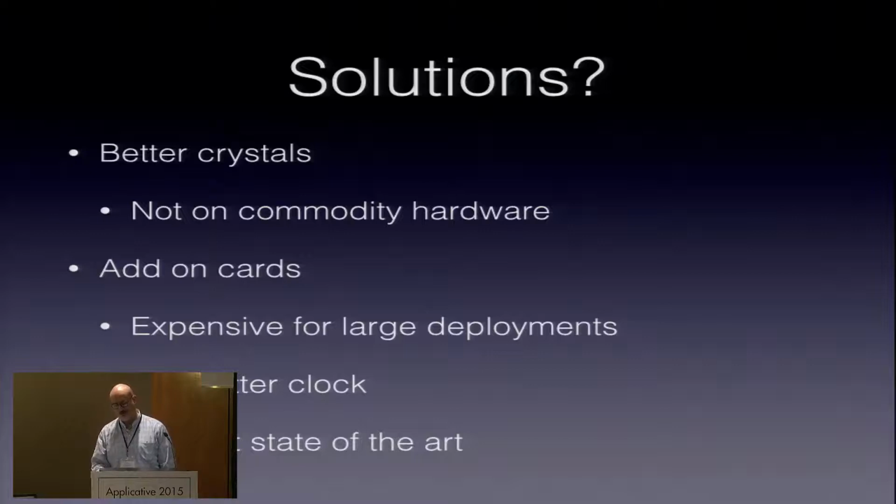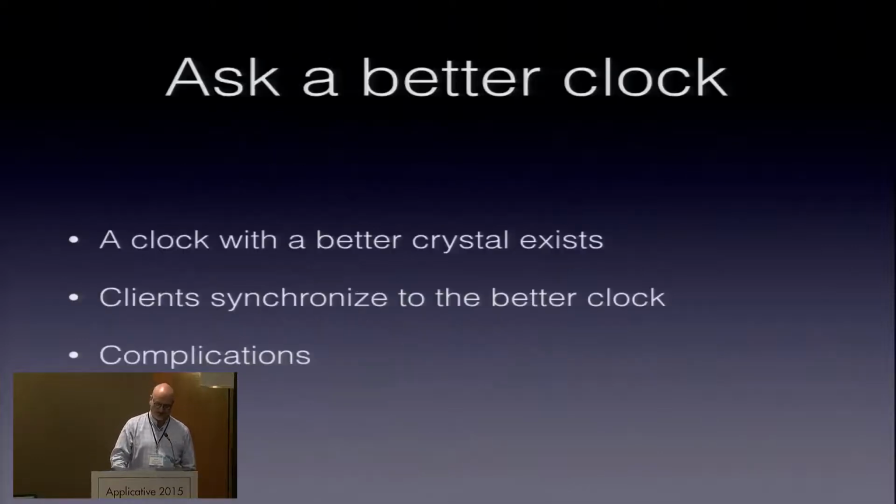They'll be better, but they're expensive for large deployments. The state of the art, of course, has always been what network time protocols have done, and this is the ask a better clock approach. So what does that mean? Well, we posit that a clock with a better crystal exists. So yes, a 10-cent crystal isn't very good, and we can't get that on our motherboard. But we know people who make better crystals. So there are oven-controlled crystal oscillators, temperature-controlled crystal oscillators. There are rubidium clocks. There are cesium clocks. There are all kinds of crazy esoteric clocks that you can get. And these have better frequency stability, so that synchronization problem is reduced. So a second really is a second.